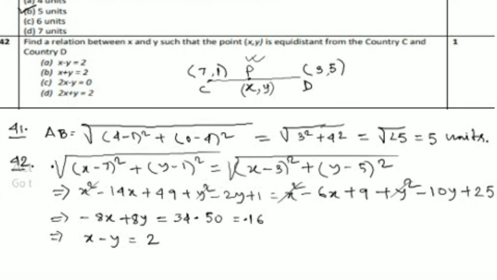Okay, so at first we will find out the distance between C and P. The distance between C and P will be the root over the difference between x coordinates squared plus the difference between y coordinates squared, which is equal to the root over the difference between x coordinates squared plus the difference between y coordinates squared for P and D. After squaring on both sides, we get x minus y is equal to 2. So the option A will be the right answer.